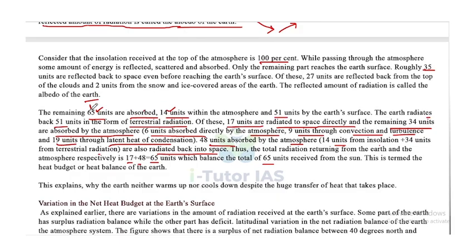Okay, so we can balance it with the first amount, that is the 65 units absorbed. This is termed the heat budget or the heat balance of Earth.